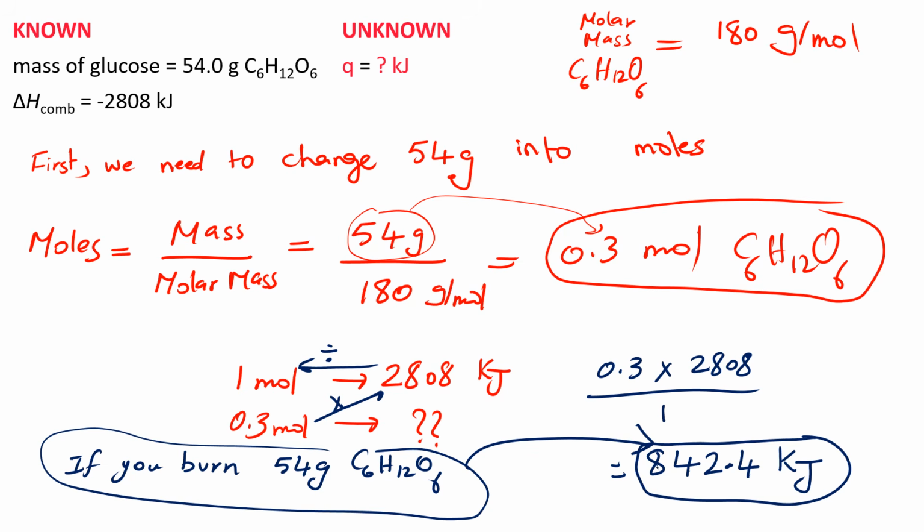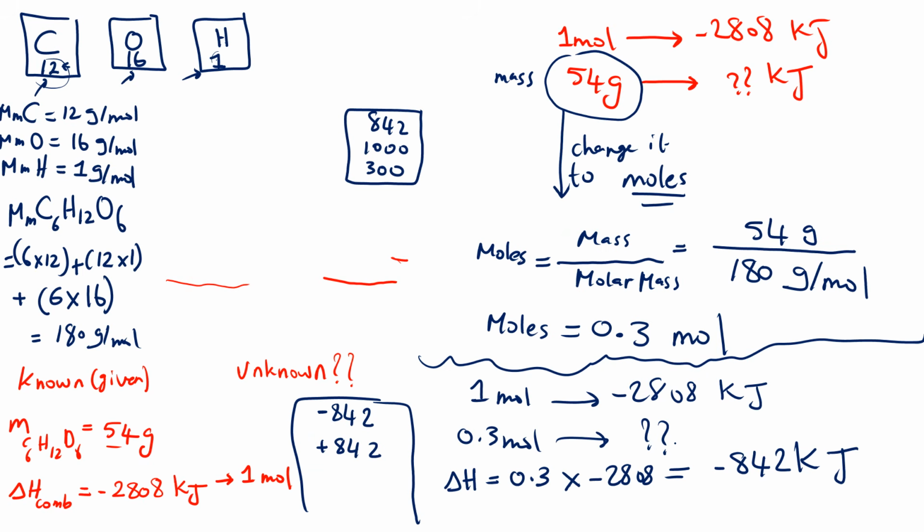طبعا الناتج ممكن يكون هيك, وإذا حطينا الماينس ما في مشكلة. ليش؟ لأنه الماينس يقول لنا فقط إن هي اكسوثيرميك. ما يغير في الرقم بس يقول إن هي exothermic. Okay. Now you can stop the video and look at the solution here.